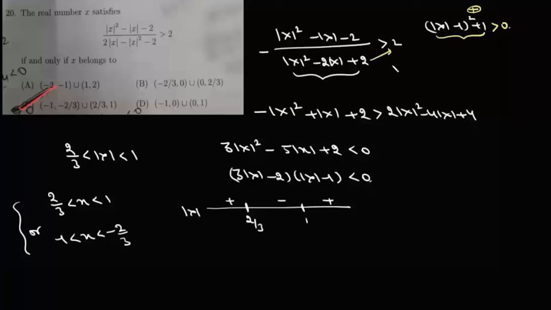If we cross multiply it, we'll get this quadratic expression 3 mod x square minus 5 mod x plus 2 less than 0. We can factorize this as 3 mod x minus 2 into mod x minus 1. Roots are 2 by 3 and 1, with signs plus, minus, plus. We need less than 0. So it will be this less than 0. So the answer to this question will be 2 by 3 is less than mod x is less than 1. So if x is positive, it is 2 by 3 less than x less than 1. And if x is negative, then it will be 2 by 3 is less than minus x is less than 1. Now the sign will change. So it will be minus 1 less than x less than minus 2 by 3.